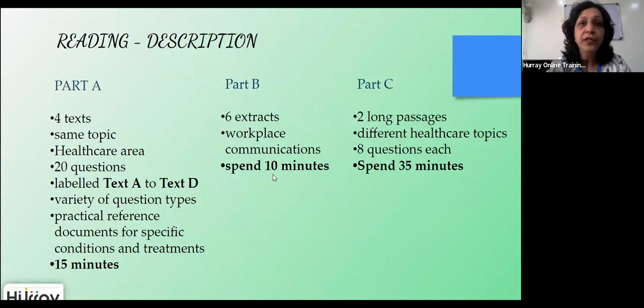Part B is called workplace extracts. We'll again have things related to your workplace. Those questions are all, again, MCQs, multiple choice questions. You have to just shade the answer, either A, B, or C. In part C, you'll have 2 long passages on different topics related to healthcare, and you'll have 8 questions each. You should spend about 35 minutes for part C and about 10 minutes for part B. So that totals up to 45 minutes. Let's look at the next slide.